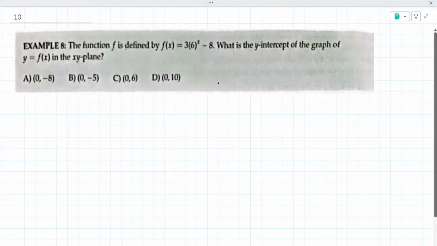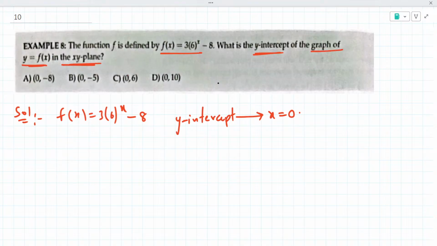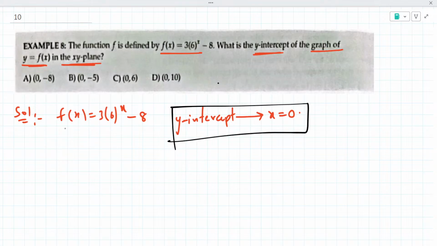The function f is defined by f of x equals 3 into 6 raised to the power of x minus 8. What is the y-intercept of the graph y equals f of x in the xy plane? For the y-intercept, the x value equals 0. If you're still not getting any idea, you can check the options. In all options, the x value is 0.